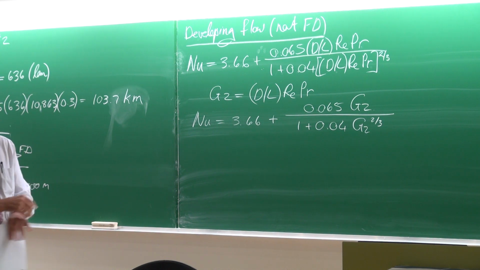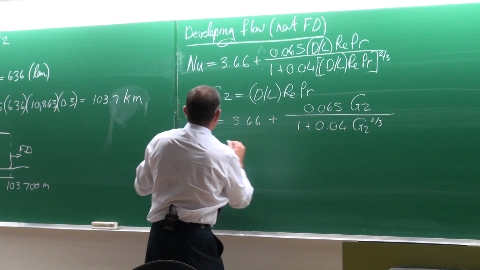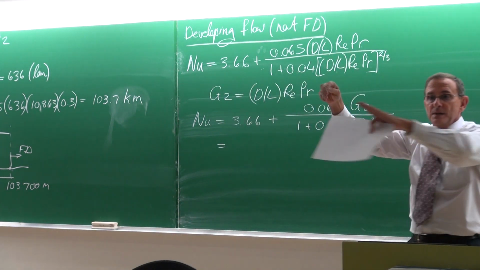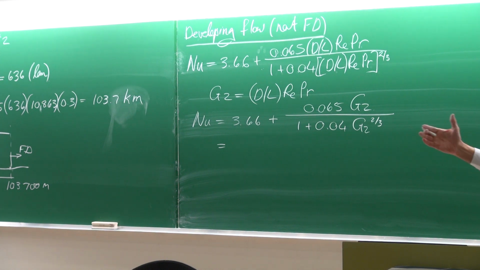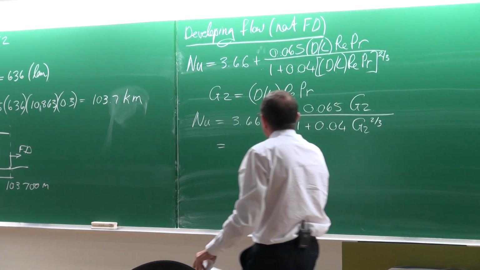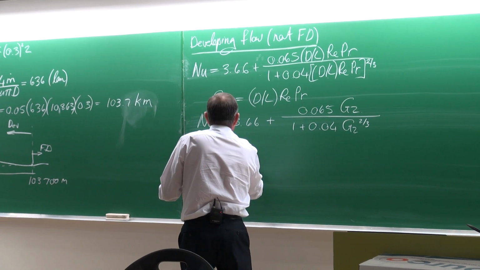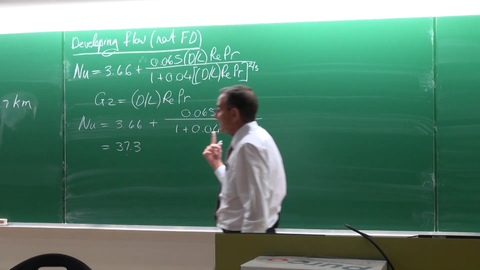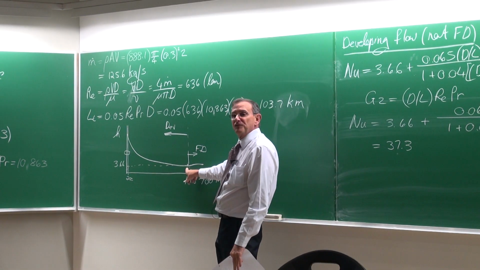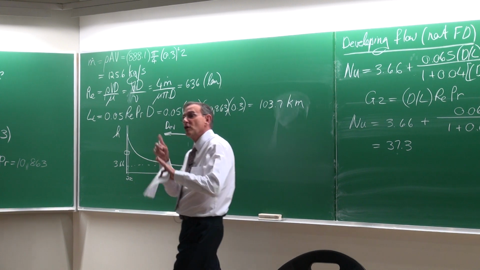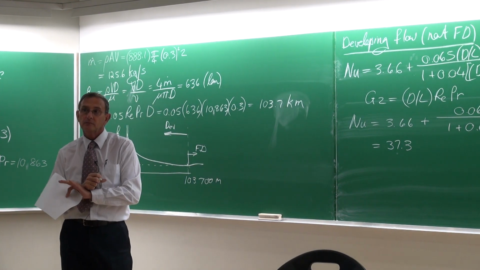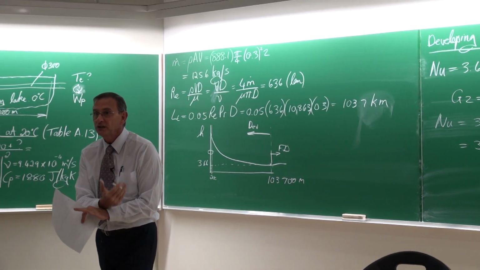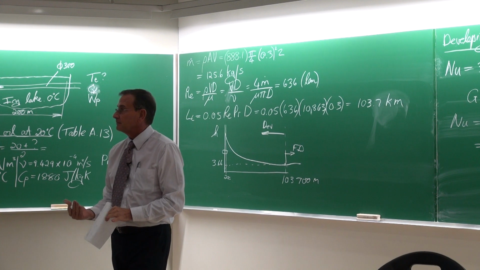Okay. Now I'm not going to put in all the values here. You've got the Reynolds number, you've got the Prandtl number, you've got the diameter is 0.3 meters, the length is 200 meters. So the Nusselt number, take note, is 37.3. So it is significantly higher than this value of 3.66, which is valid for fully developed flow only. And that is why it is so important to know if the flow is fully developed or if it is developing.